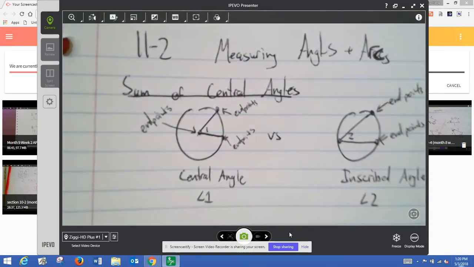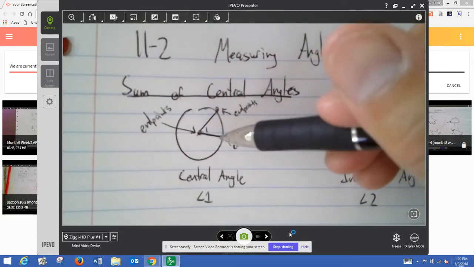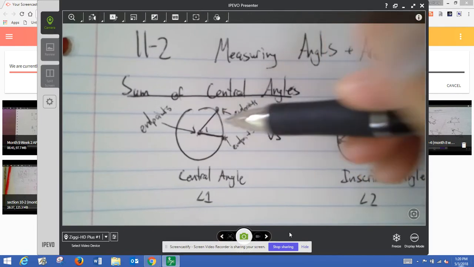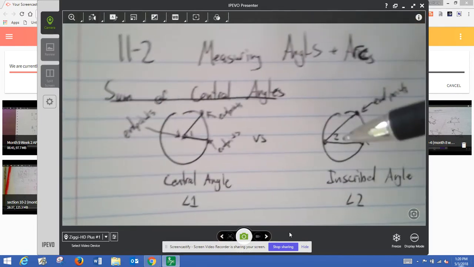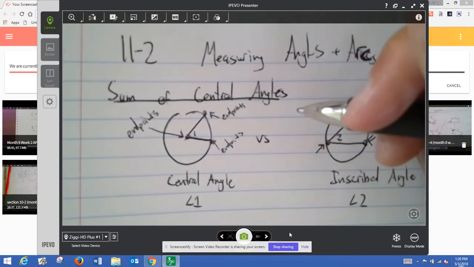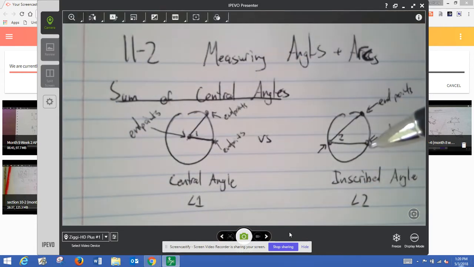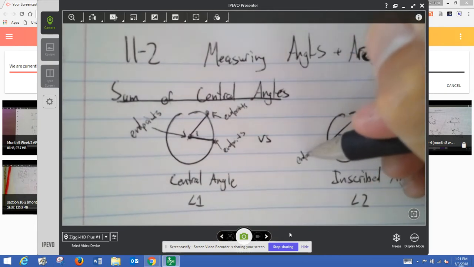A central angle is where the endpoint is in the middle, and then the other two endpoints are on the circle. On an inscribed angle, all the endpoints are on the circle. Does that make sense? Is this endpoint on the circle? Yes or no? No, it's not. But on an inscribed angle, all the endpoints that make up the angle are on the circle. So that's the difference, okay?